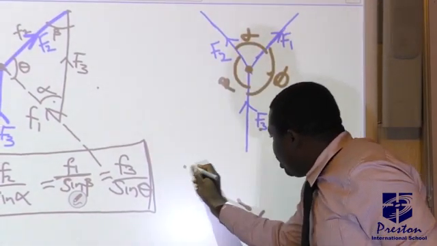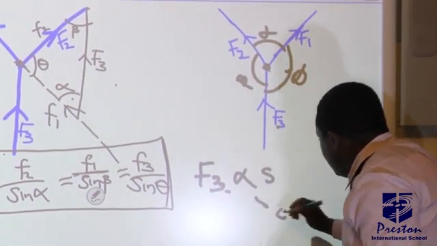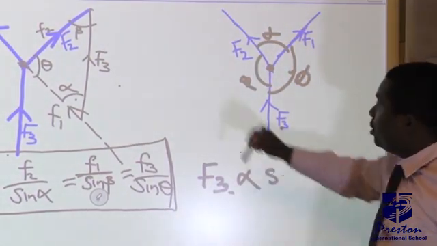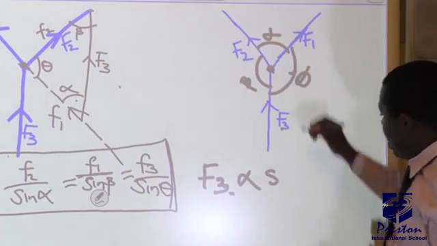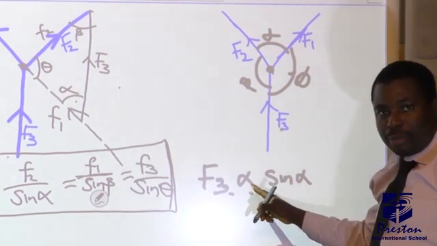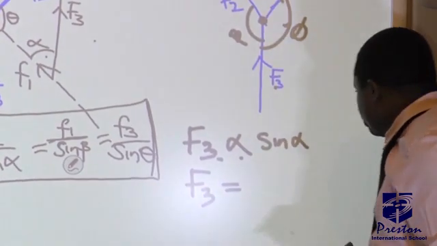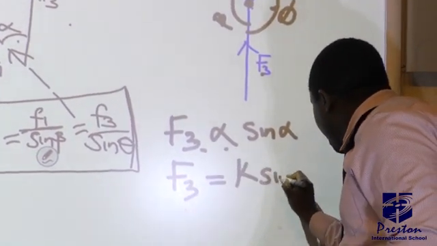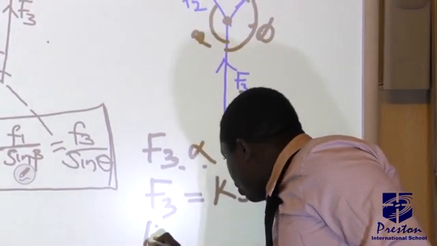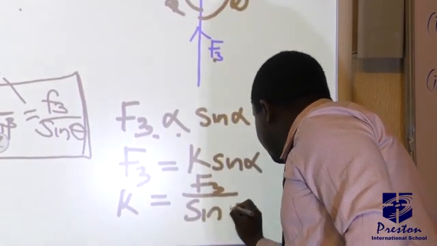So Lamy's theorem is saying that each force is proportional to the sine of its opposite angle. That is, I can now say F3 is proportional to sine alpha. You remember in mathematics when we talk about proportional, we change it to a constant. So I can say F3 equals K sine alpha. So let's make K the subject of the formula. Here we are going to have K equal to F3 over sine alpha.